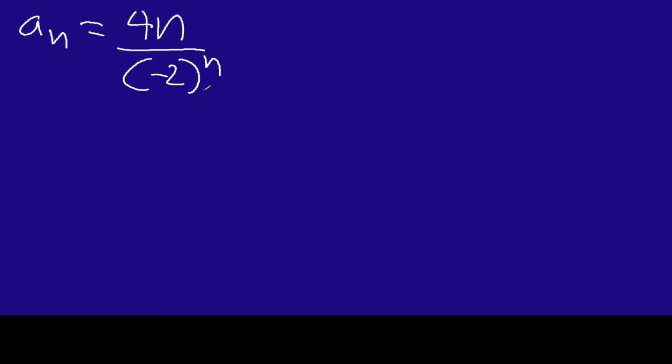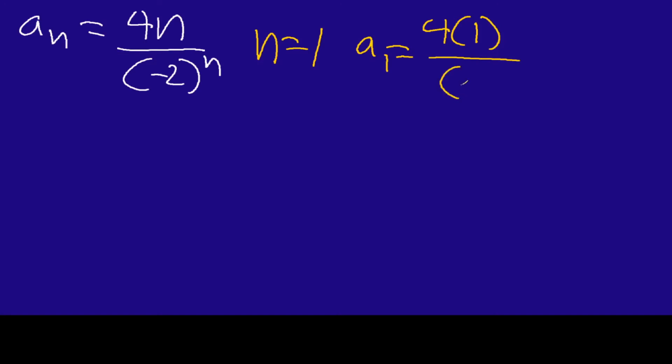What we're going to do now is map this out the long way, just to show you what's going on here. I'm going to start with n equals 1. My first term is a_1, and that's going to equal 4 times 1 over (-2) to the first power. This is very simple. It's going to be -2 because, again, my exponent was odd. There's not a whole lot to explain there.